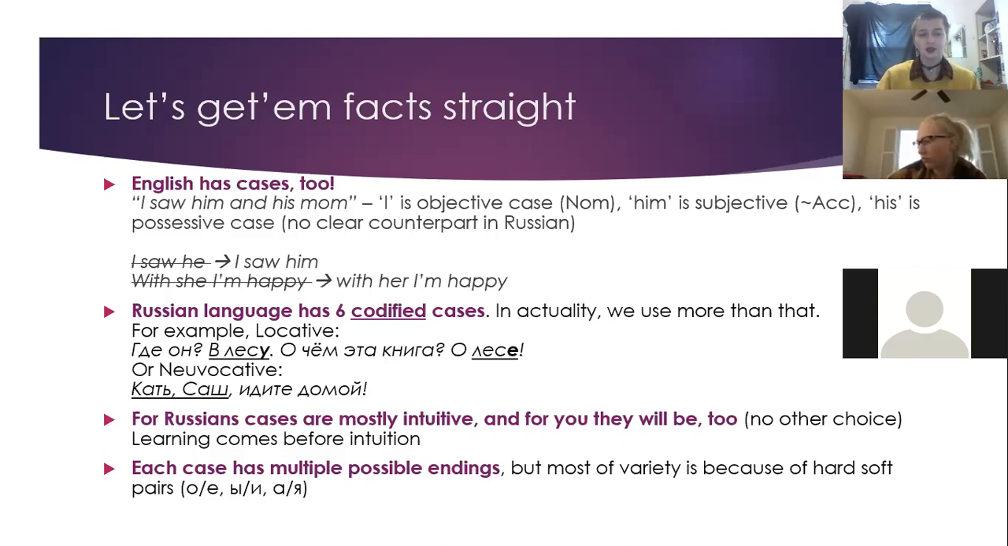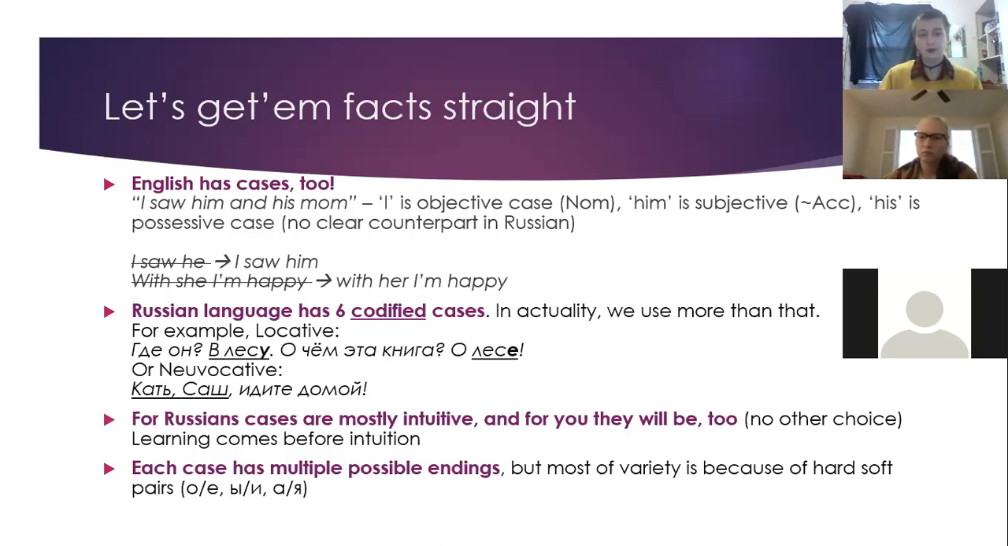Just like you would never really make a mistake in English like that, you wouldn't say, I saw he. You would say, I saw him. You wouldn't say with she, I'm happy. You say with her, I'm happy. That is exactly what happens in Russian, times 30 something. We don't have just those 2, 3 forms. We have a lot of them for every word, for 99% of words.